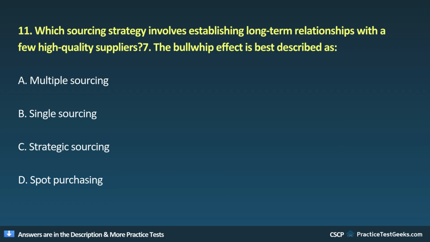11. Which sourcing strategy involves establishing long-term relationships with a few high-quality suppliers? A. Multiple sourcing. B. Single sourcing. C. Strategic sourcing. D. Spot purchasing.